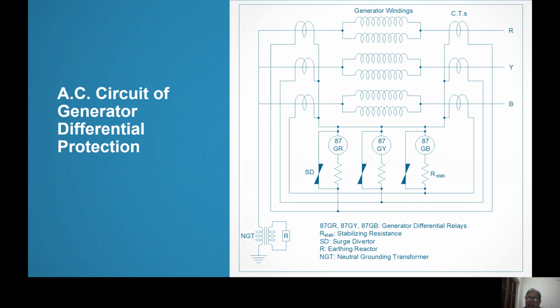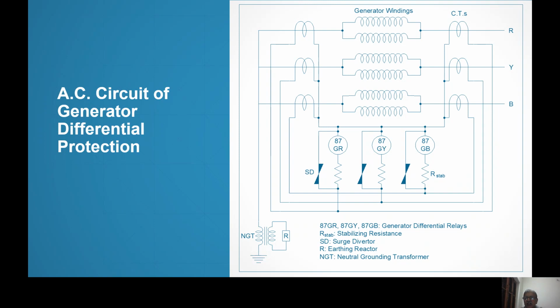AC circuit is like this, the detailed AC circuit. Generator windings are double star windings because 9,000 ampere is flowing. To dissipate that heat is very difficult, therefore it is divided into 2 parts. We have to dissipate only 4,500 ampere. So double star winding is used.